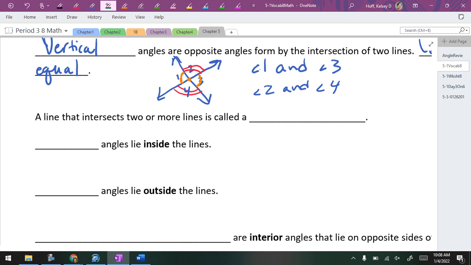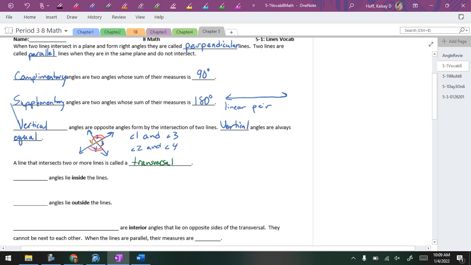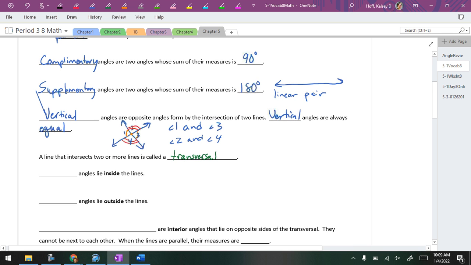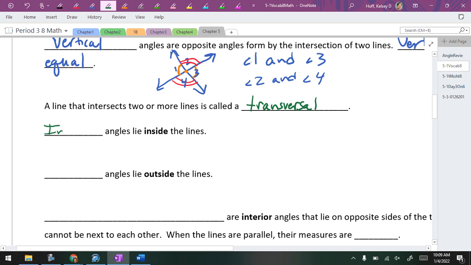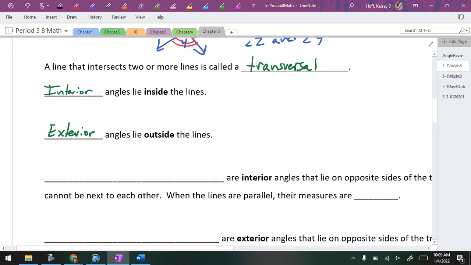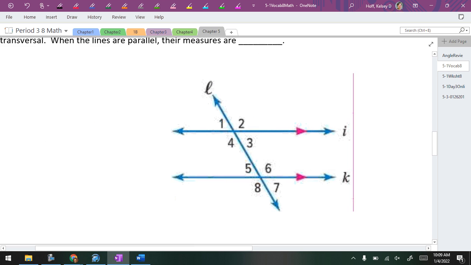All right. A line that intersects 2 or more lines is called a transversal. A transversal. A line that intersects 2 or more lines. What type of angles do you think lie inside the lines? Interior. I bet you can guess the next one. Exterior. Okay. I don't want to scroll back and forth on this diagram and make you sick. So I'm going to go down to this diagram down here. We're going to reference this diagram a lot.